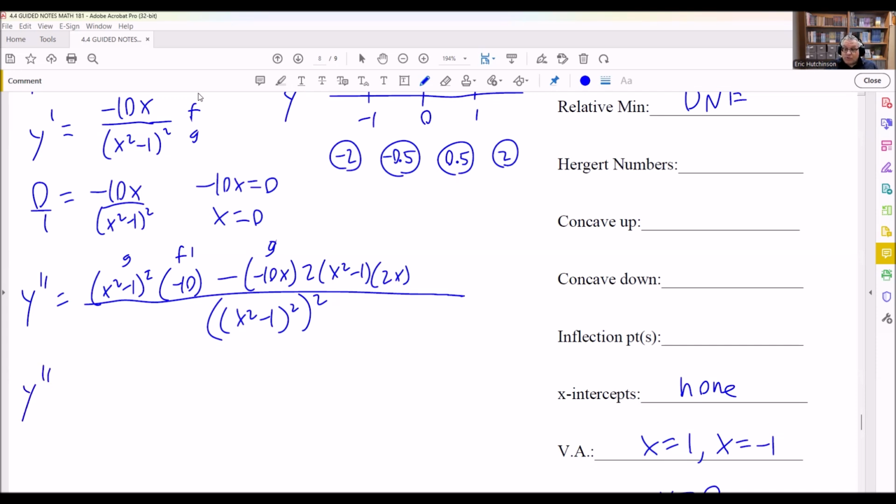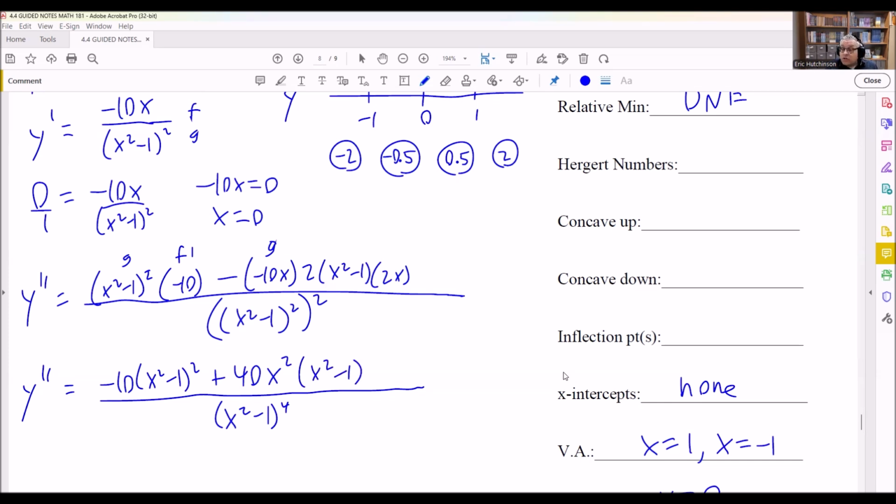We want to do some simplifying here, certainly, because eventually we have to try and set this equal to 0. On the bottom, x squared minus 1 is going to be to the fourth power. On top here, we have negative 10, x squared minus 1 squared. And then 2 times 2 is 4, times 10 is 40. That's going to be plus negative 40x squared, that's 2 x's, and then times x squared minus 1.